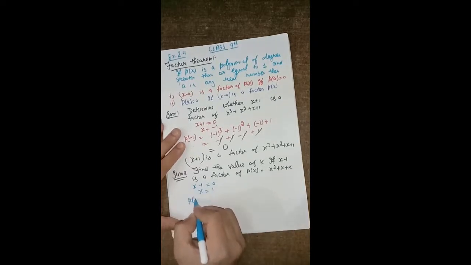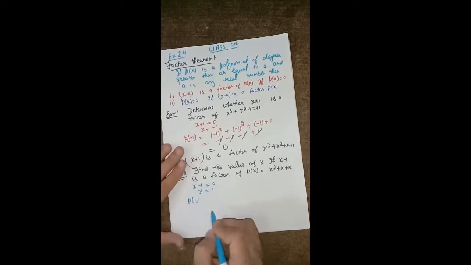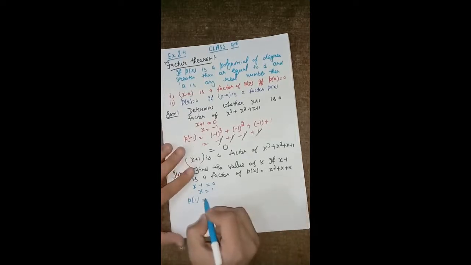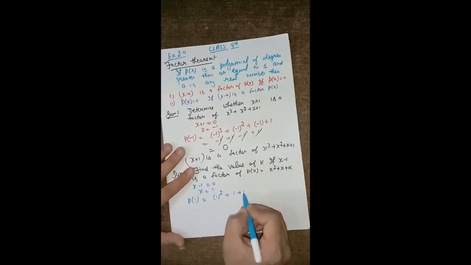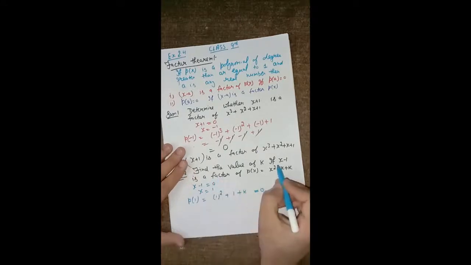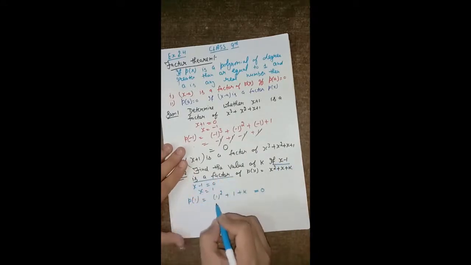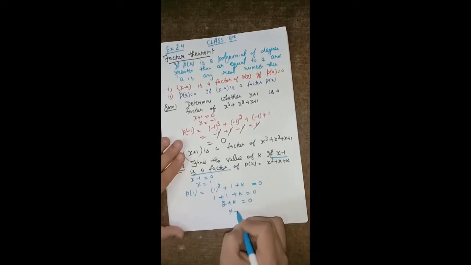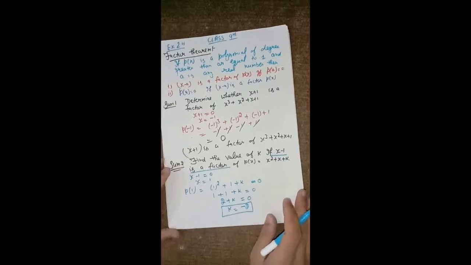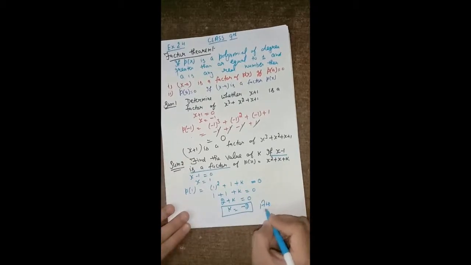Now the value of the polynomial at x equal to 1 is found by replacing x with 1. 1 square plus 1 plus k equals 0, because this is a factor. Now 1 plus 1 plus k equals 0, and 2 plus k equals 0. k will become minus 2, and we were asked the value of k. This will be our answer.